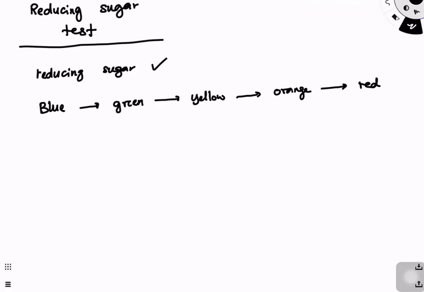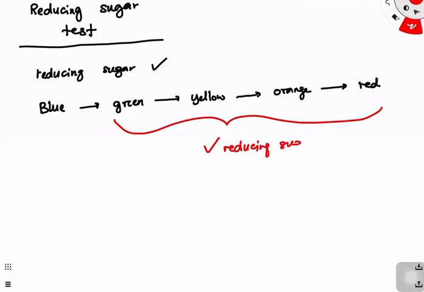Any other color scheme besides this is not going to be counted as correct. Are you clear? So you have to make sure that you describe it correctly. If you have green, yellow, orange, or red, we say that reducing sugar is present. If you get the blue color like this, it means no reducing sugar is present, or the absence of reducing sugar. Are you clear?